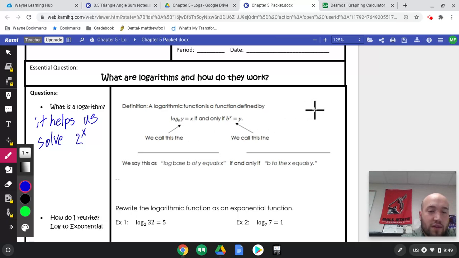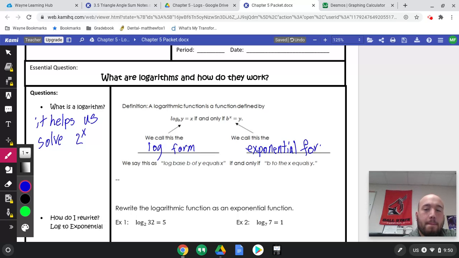The one on the left is known as our log form, and the one on the right, which we already worked with last week, is known as our exponential form. Both of these have something called a base. The base of the log is the little number below it. The base of our exponential is the normal size number that is raised to some power. So the b for both of those is the base.